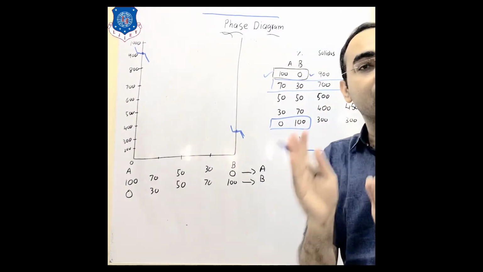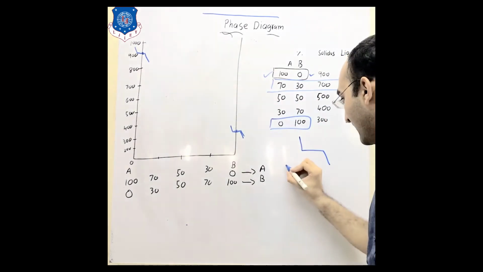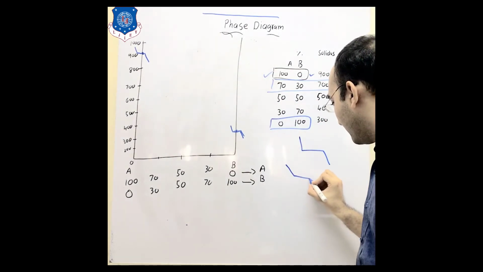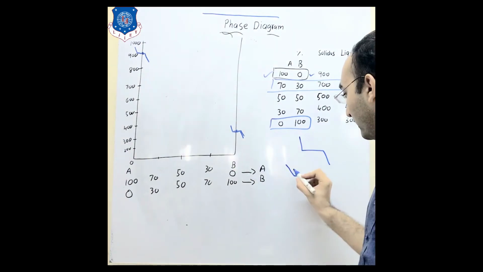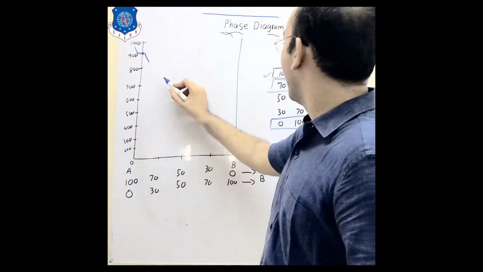It is a mixture of two things, 70% A and 30% B. That means it is an alloy. How can we find it out? We can find it by this. Our cooling curve for the alloy is in this way. So at 70-30, let us go for it.